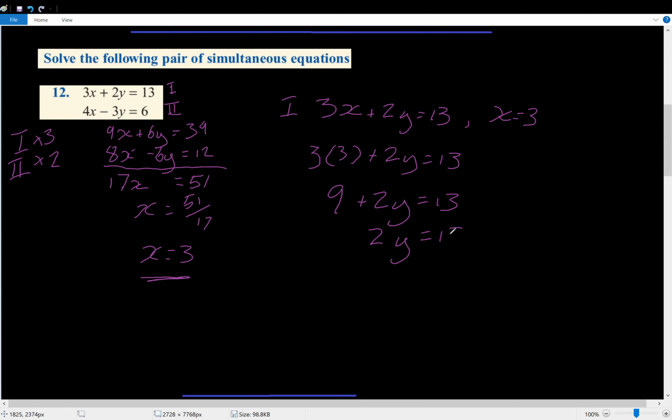So 2y is equal to 13 minus 9, which means 2y is equal to 4. So y is equal to 4 over 2. y is equal to 2. And that's our value for y. And that is that.